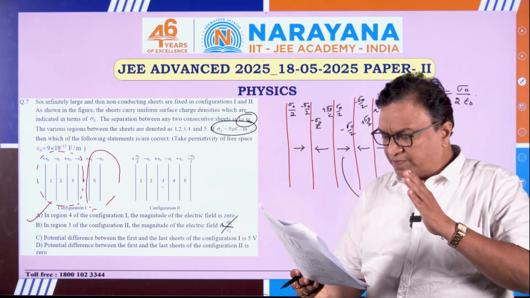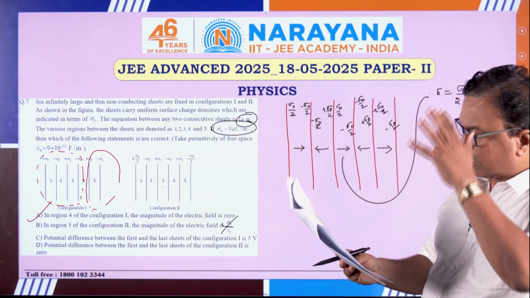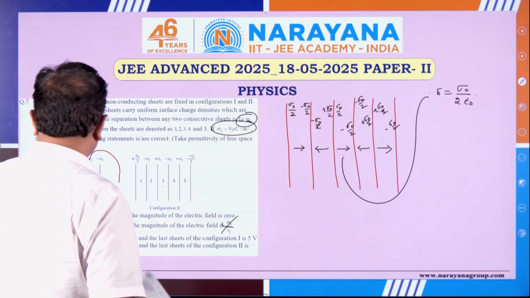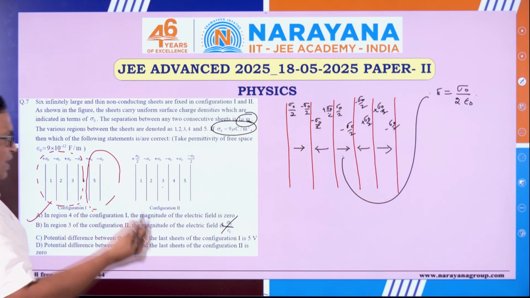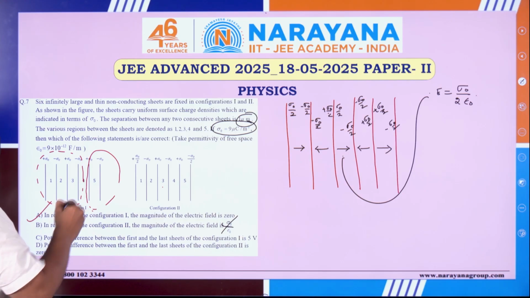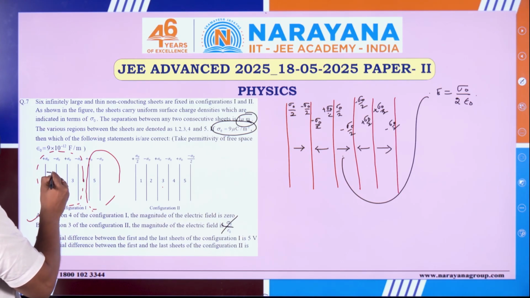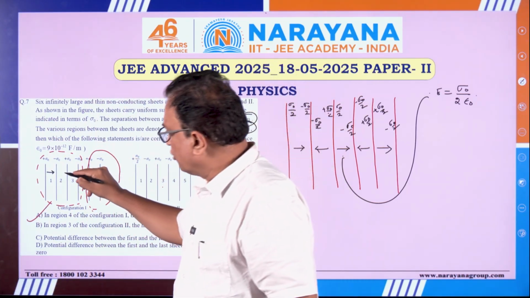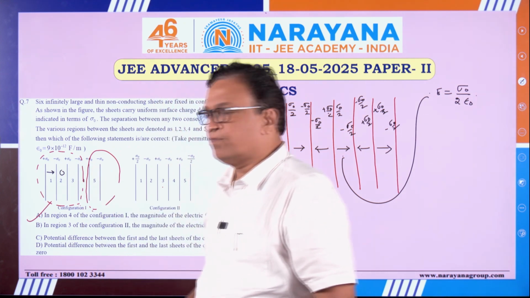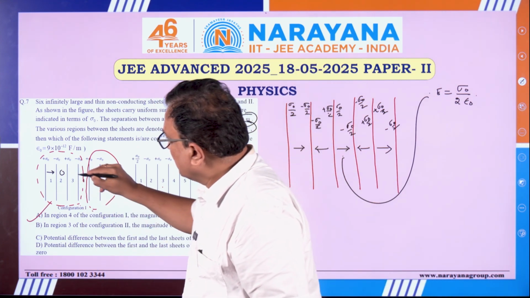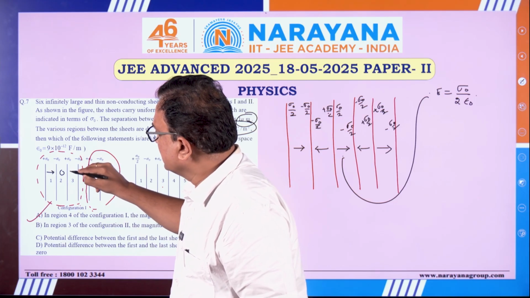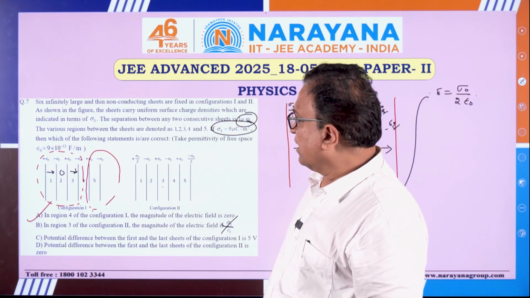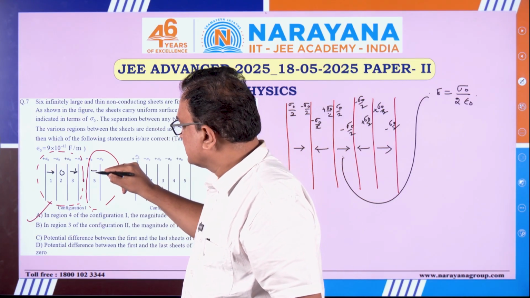Similarly, the potential difference between the first and the last plate of configuration 1. Configuration 1 is a very clean concept. Remember, you will have arrangements like this. The entire field will be here, rightwards, left to right in this zone, and no charges in this region, so 0. And again thereafter you will have an arrangement like this, and again an arrangement like this.